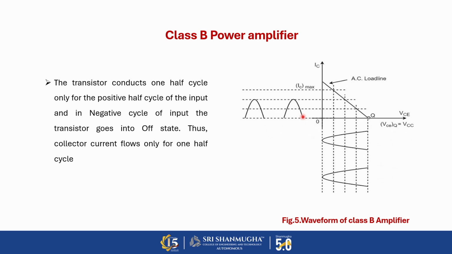So during forward bias condition, IC will be present in the class B amplifier circuit. Hence the positive half cycle is amplified at the output of the class B amplifier, and the negative cycle is considered as zero due to the reverse bias condition.